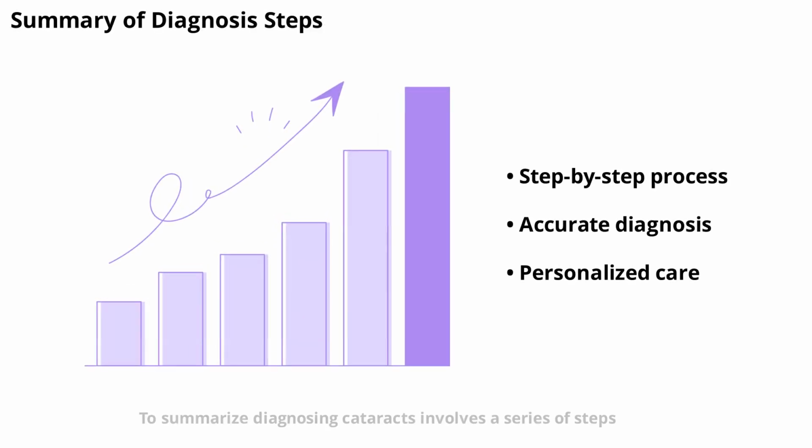To summarize, diagnosing cataracts involves a series of steps: initial consultation, medical history review, symptom assessment, vision tests, detailed eye examinations, and sometimes advanced imaging. Each step provides valuable information that helps the doctor make an accurate diagnosis and develop a personalized treatment plan.